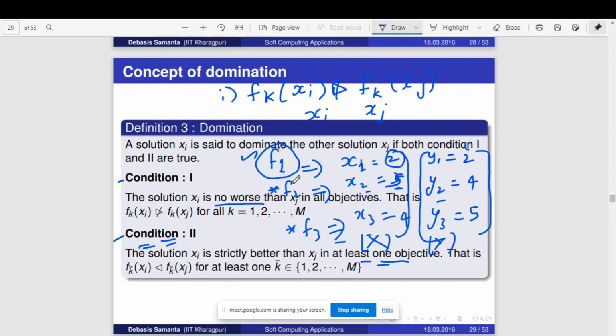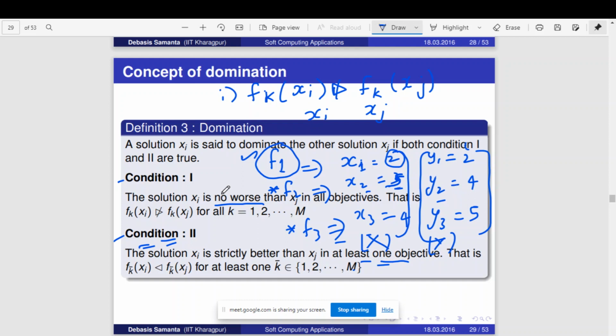Objective is to minimize. So who is minimum here, x2 or y2? Can you say that x2 is no worse than y2? No, actually x2 is worse than y2 because x2 is 5, y2 is 4. Are you getting?